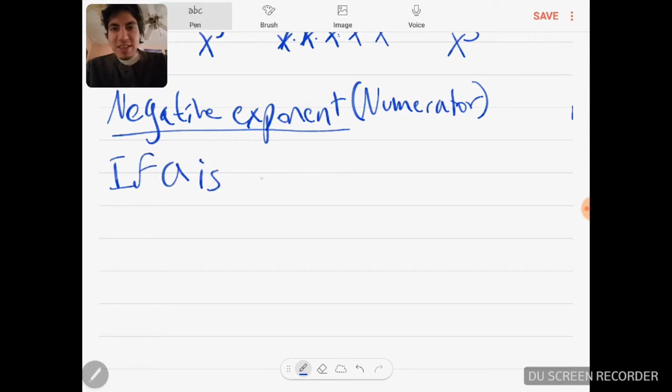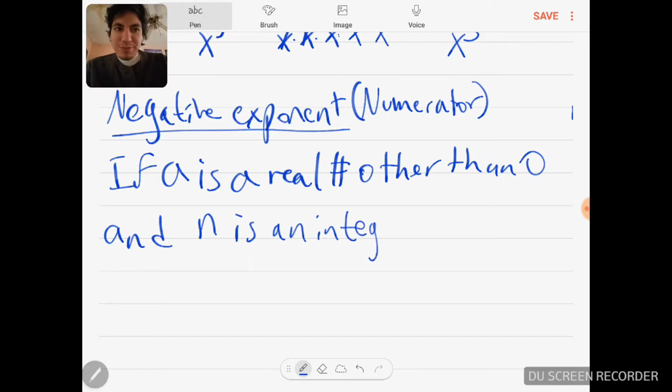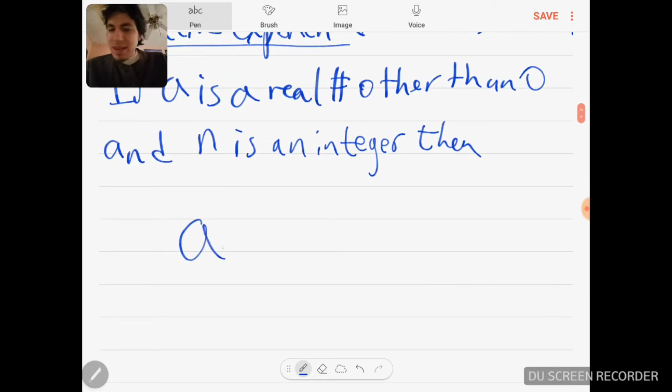If a is a real number other than 0 and n is an integer, then a to the negative n equals 1 over a to the n.